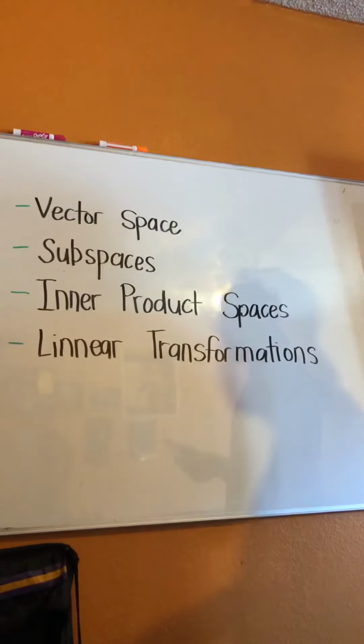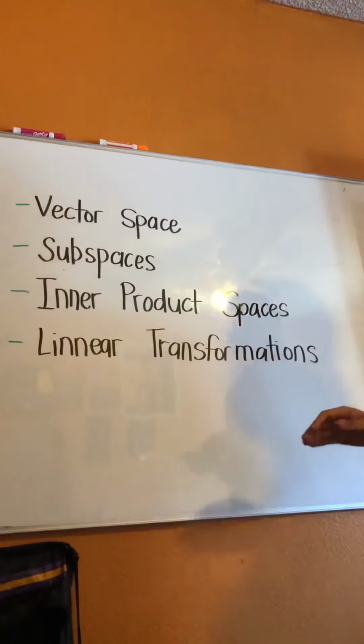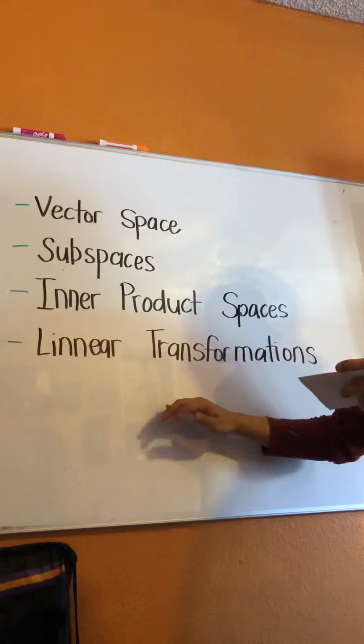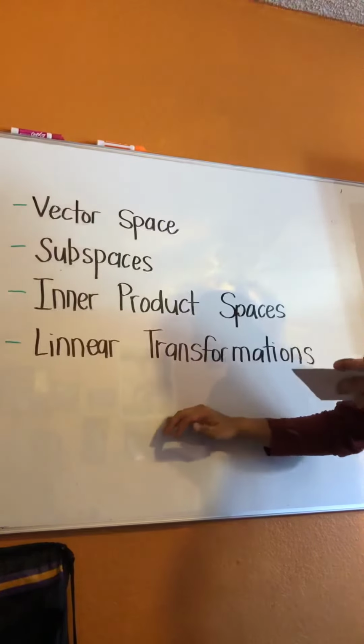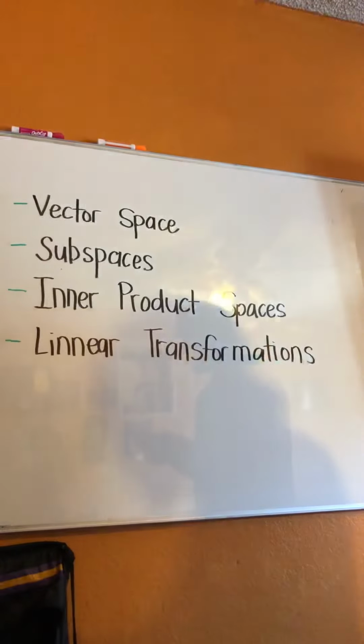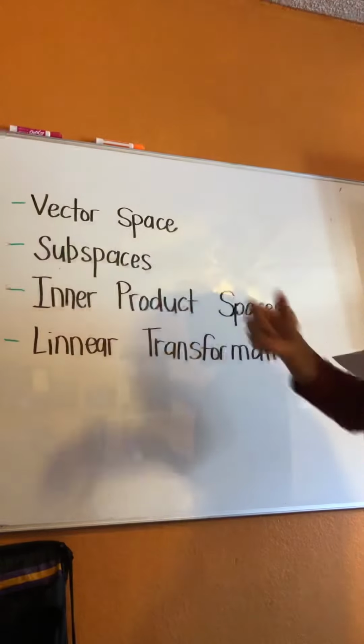Which leads me on now to linear transformations. Linear transformations also have two properties. They have an additive and a scalar property. If transformations pass both those properties, it is considered a linear transformation over that vector space.